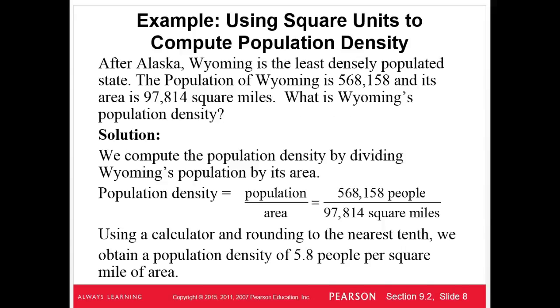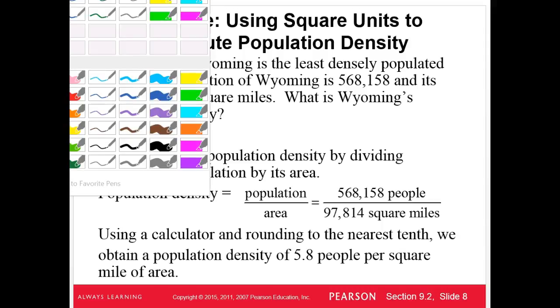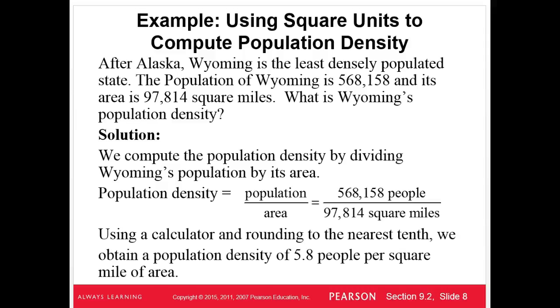Alright, here's an example of using square units to compute population density. So after Alaska, which is way up there, getting up in the Arctic Circle parts of it, Wyoming is the least densely populated state. Population is 568,000, just over that, and the area is a pretty big state, 97,814 square miles. What's its population density? Well, population density is population divided by area. So we're going to take our population, we'll divide it by the area, and that's what we get down here.